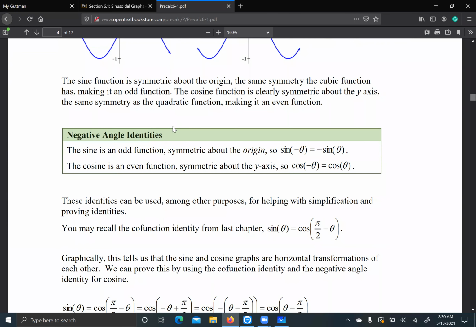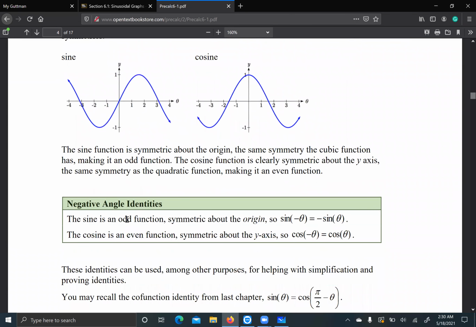Another characteristic of sine and cosine is that sine is an odd function because it's symmetric toward the origin, right? So sine of negative theta is negative sine of theta. Any odd function has this characteristic. How do you know it is an odd function? Because the graph is symmetric toward the origin. But cosine is even because it's symmetric about the y-axis. You see that? The y-axis is like a mirror for the graph. So the symmetry axis is the y-axis.